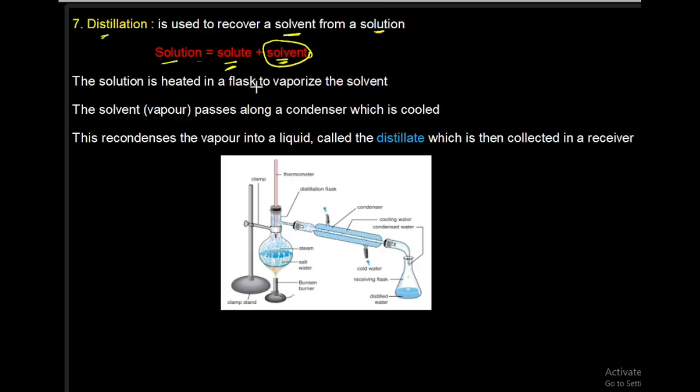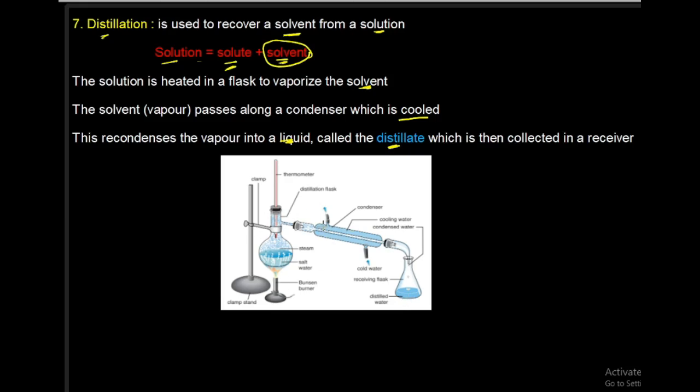And the solution is heated in a flask to vaporize the solvent. This is what the setup for distillation looks like. The solvent passes along a condenser which is cooled. So as we heat up the process, first the solution is heated in the flask to vaporize the what? Solvent. So as we heat up the solution, the solvent is going to vaporize, and then the solvent will be passed along a condenser which is cooled. Now this recondenses the vapor into what? A liquid called the distillate, which is then collected in a receiver.